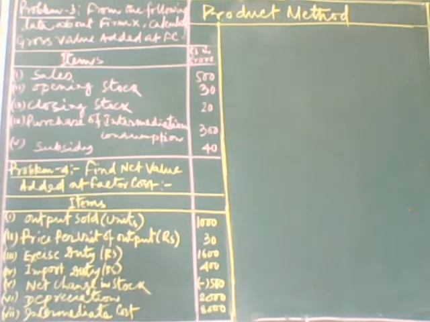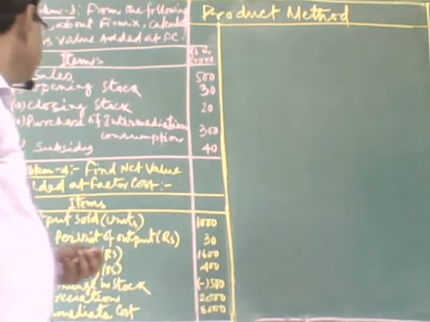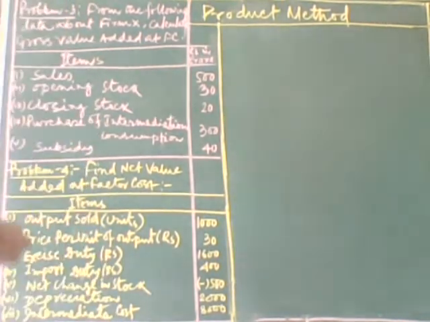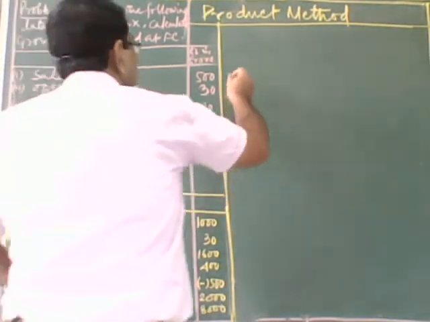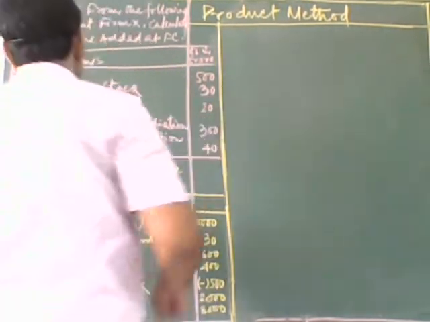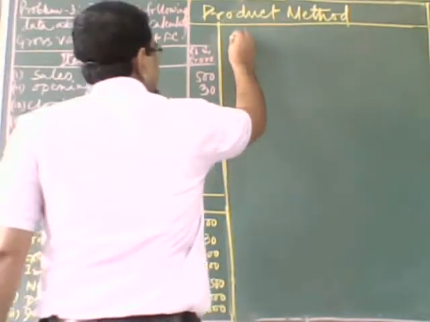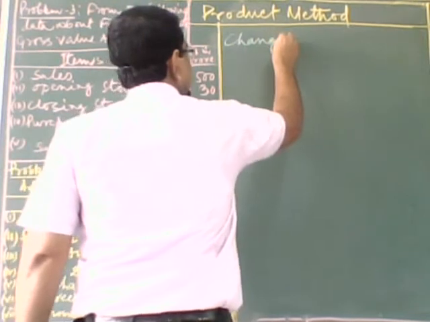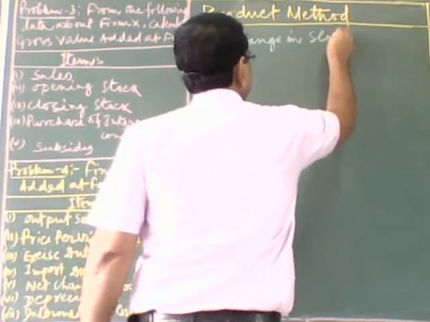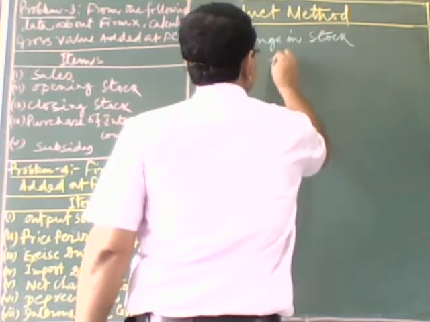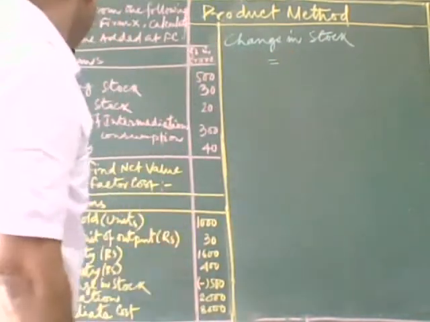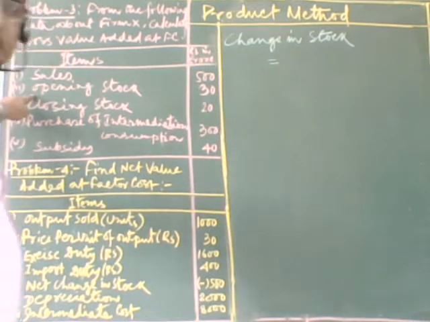According to this question, first of all, two things we have to calculate. First one, change in stock, because here directly change in stock is not given. So first of all, we have to calculate the value of change in stock. Change in stock is equal to closing stock minus opening stock.